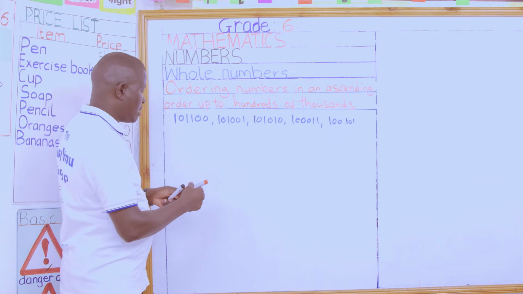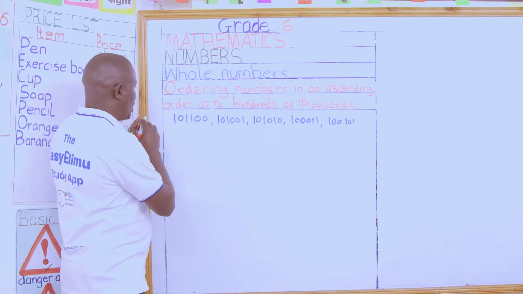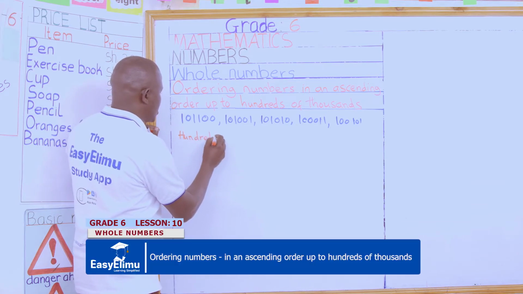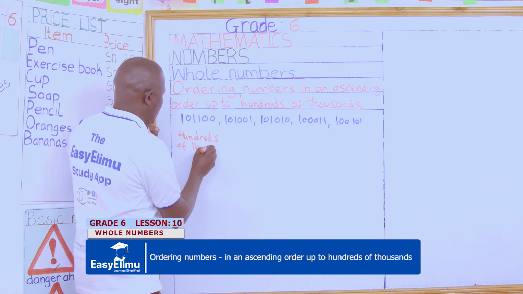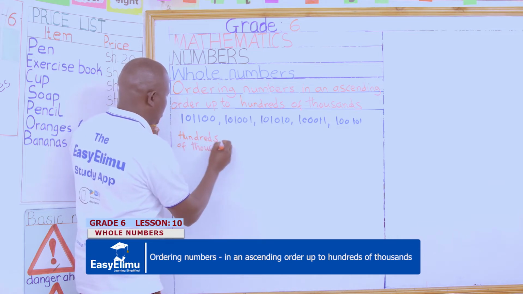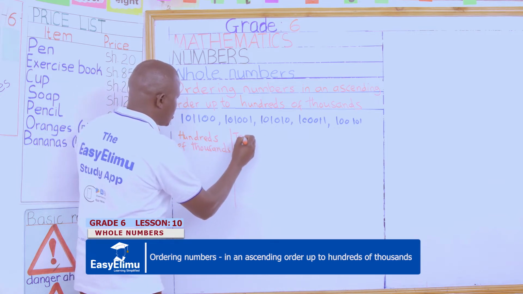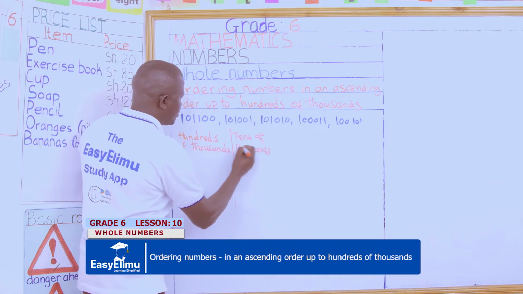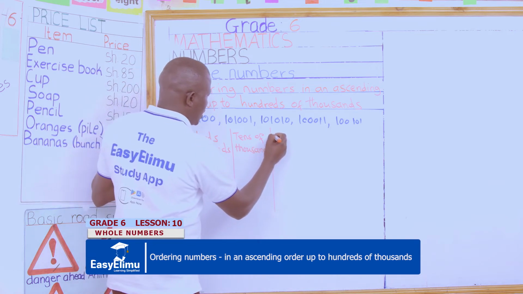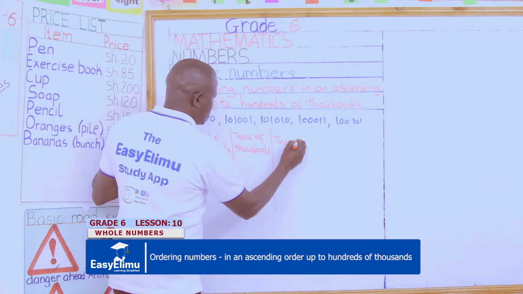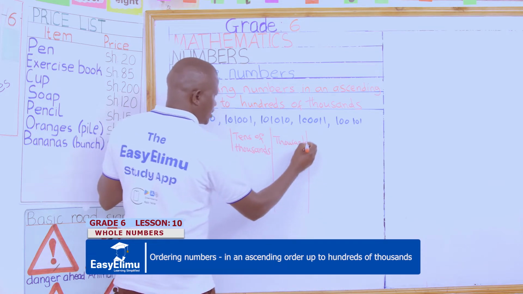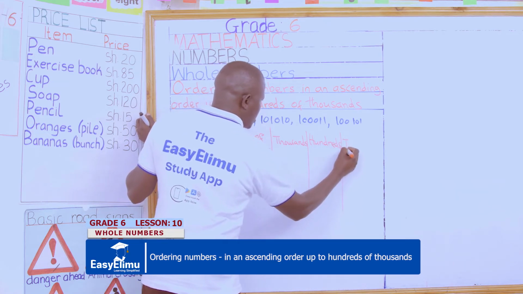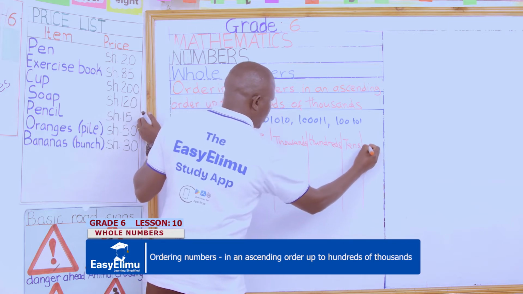So if it is a six-digit number, using the place value chart, we have hundreds of thousands, tens of thousands, thousands, hundreds, tens, and finally ones.